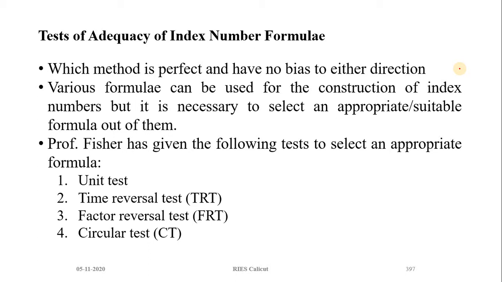Okay. So there are four different tests available to check the adequacy or the goodness of an index number formula. The first one is the unit test, the second one is the time reversal test, the third one is the factor reversal test, and the fourth one is the circular test. The simplest test is the unit test.